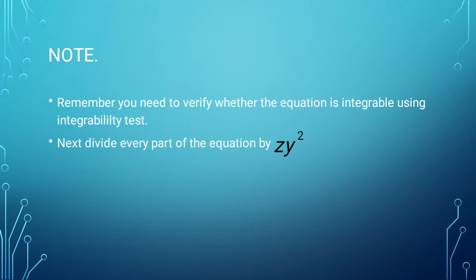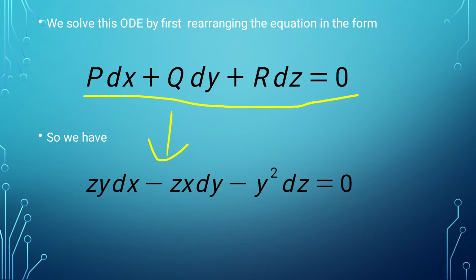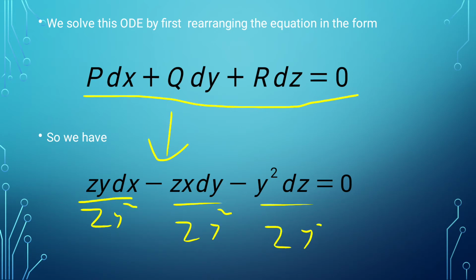In my previous tutorial, I looked at how we test integrability of ODEs, so kindly revisit that tutorial. You'll be able to see how we do that. So what you need to do here is divide every part by zy squared. So we are dividing this one by zy squared, again this by zy squared, and also this by zy squared.